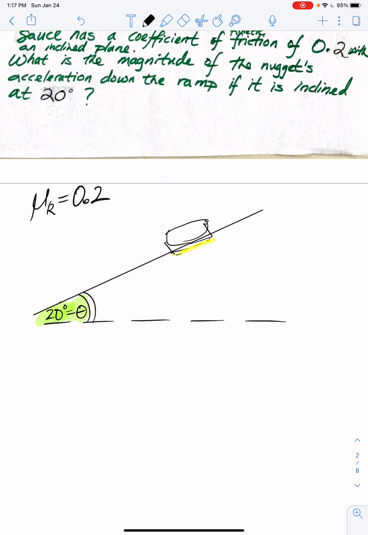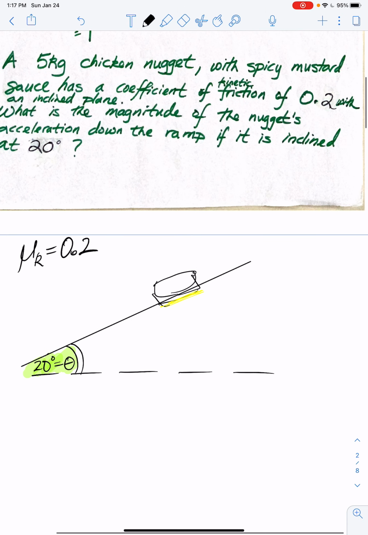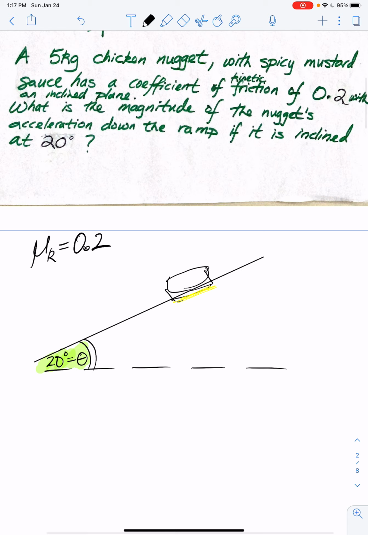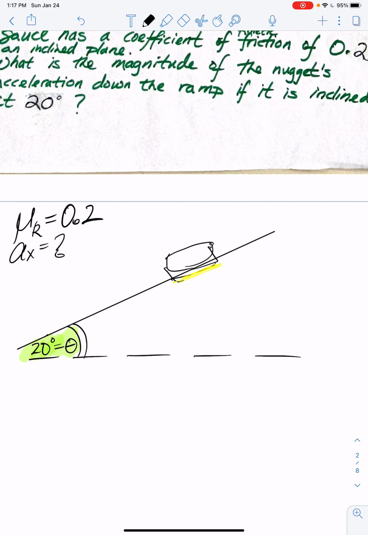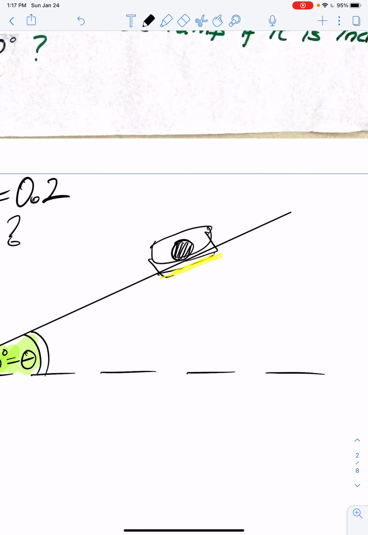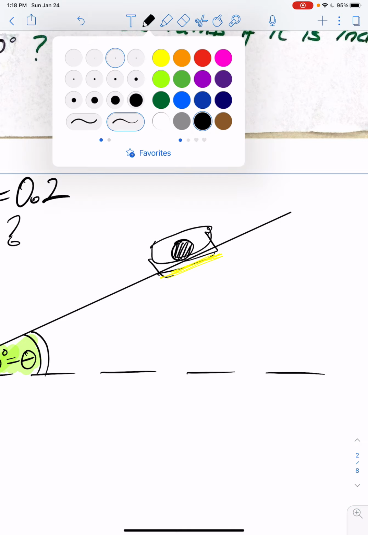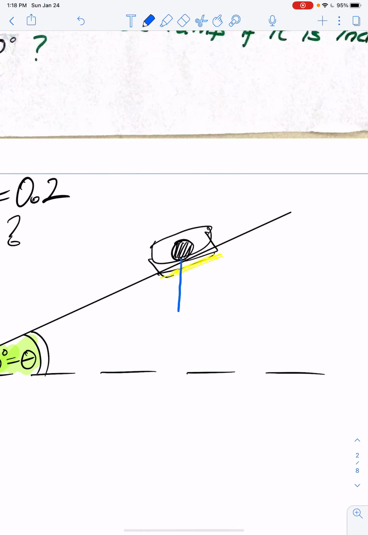First thing we want to do is: what is the magnitude of the nugget's acceleration? So we want to know what is the acceleration down the ramp. So what is ax equal to? All right, so that's our question mark there. All right, so let's start with a free body diagram on the nugget. Let's go ahead and add some forces here. Obviously, force gravity, straight down.